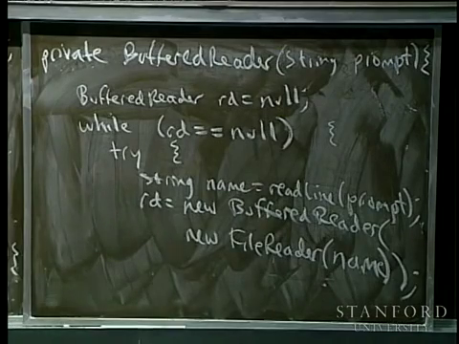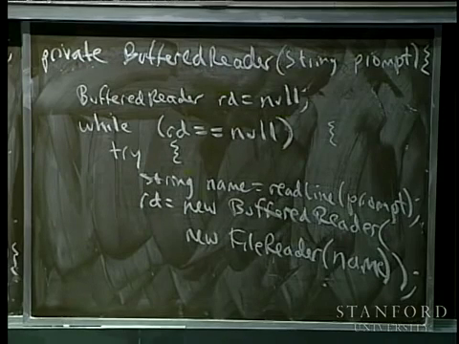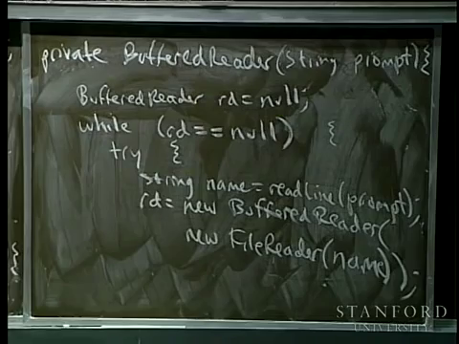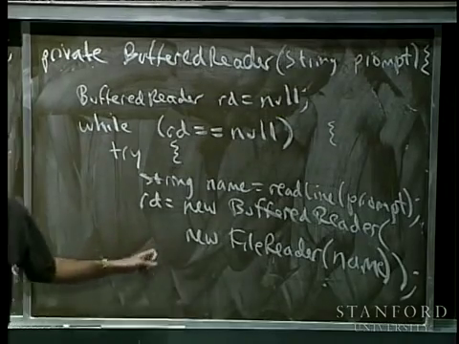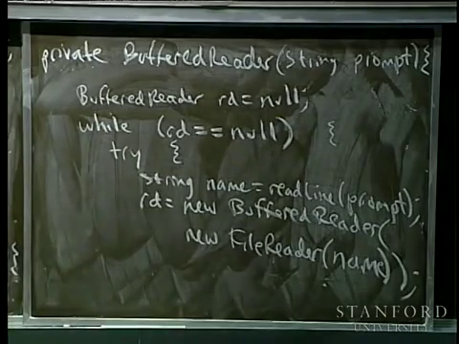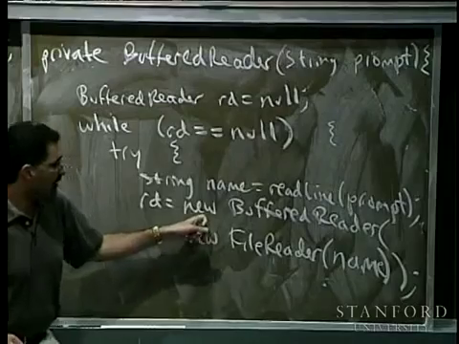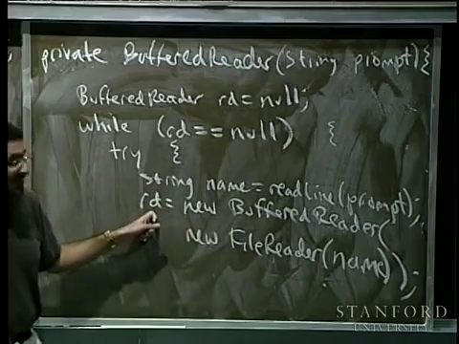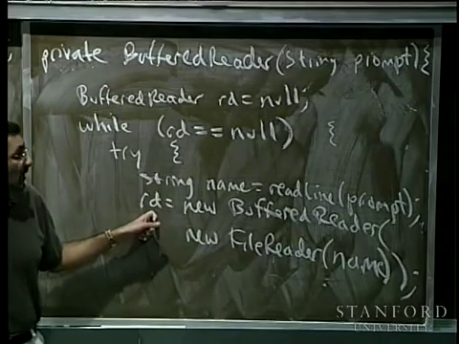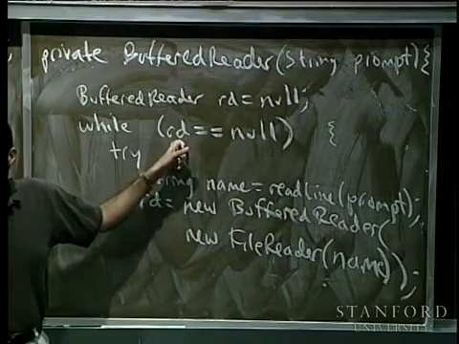If that file exists and it creates the correspondence, life is good. RD actually is now pointing to some valid object, which is a buffered reader. If that file does not exist, I've thrown an exception. I say bad times. The user mistyped something or they gave you the name of a file that doesn't exist. Here's an exception, buddy. It's not there. I can't create the correspondence. If that exception's thrown, I never created a new object, which means I never returned a value to assign to RD, which means RD still has the value null.